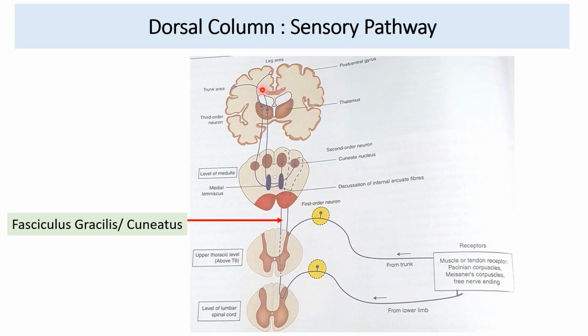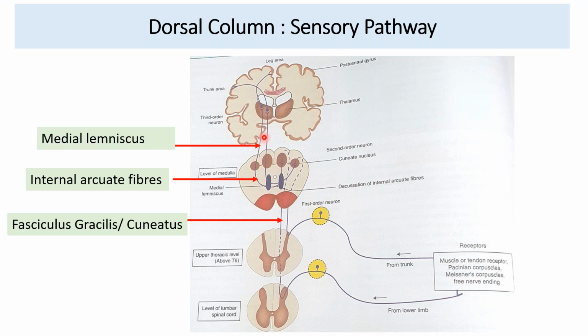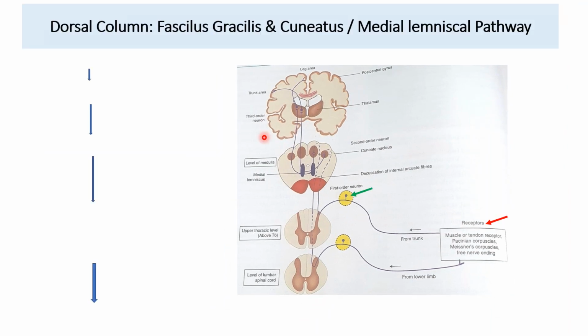A little summary: this was the fasciculus gracilis and cuneatus. So this will be the fasciculus gracilis, and this will be the fasciculus cuneatus, and this is how they are ascending up. Once they are decussating to the opposite side, crossing over at the level of the medulla, these fibers will be called the internal arcuate fibers. Once they have decussated and are ascending upwards, they will be called the medial lemniscus. So the dorsal column sensory pathway is also called the fasciculus gracilis, cuneatus and medial lemniscal pathway, right? So this is the summary.